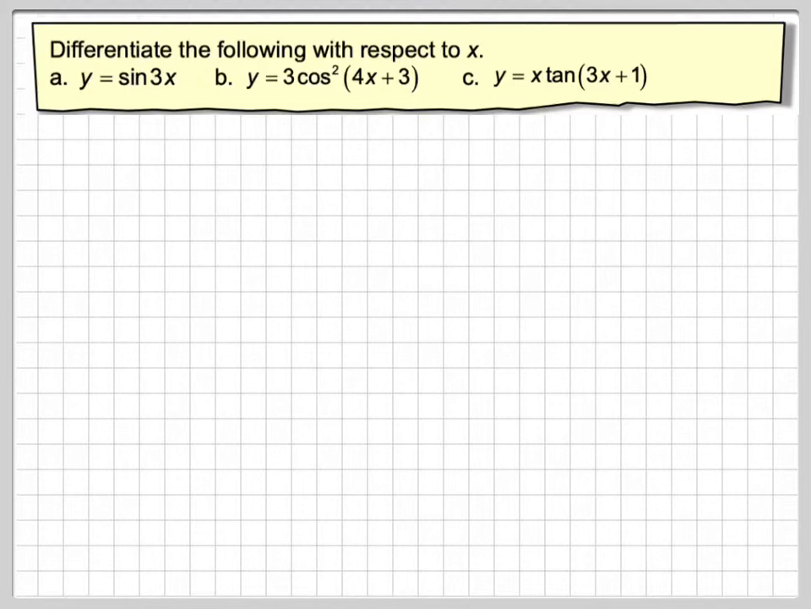In this video we're going to look at how to differentiate some basic trig functions. So we're going to differentiate the following. The first one we're going to do is y is equal to sine 3x. Remember that the x has to be measured in radians.